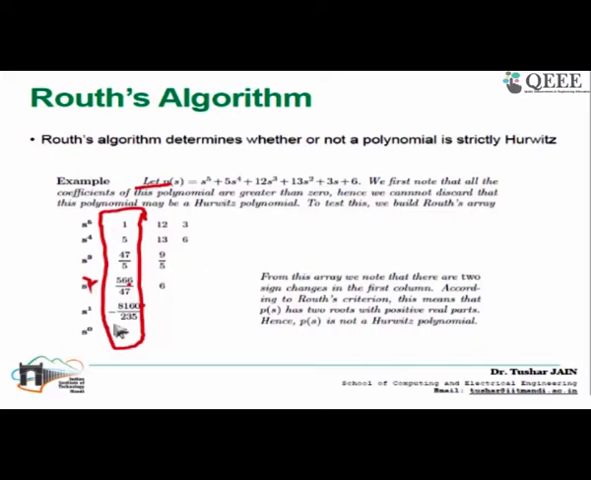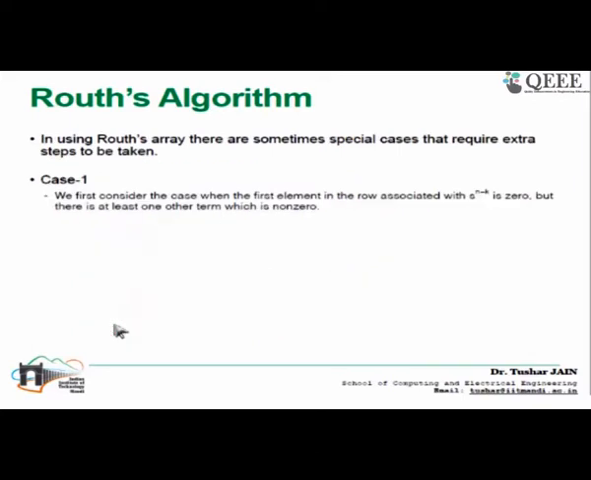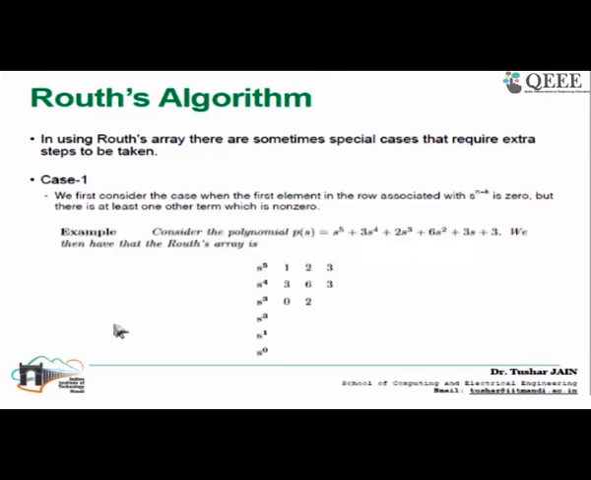So this is how you can use this Routh array to compute the absolute stability. Just pay attention now to why I introduced this term absolute. There are a number of cases which you need to take care of while writing this table. Case 1: we first consider the case when the first element in the row associated with S to the power n minus k is 0, but there is at least one other term which is non-zero. Let's consider if I have this kind of polynomial. Here you see none of the coefficients is missing, starting from S to the power 5, in decreasing order of S.